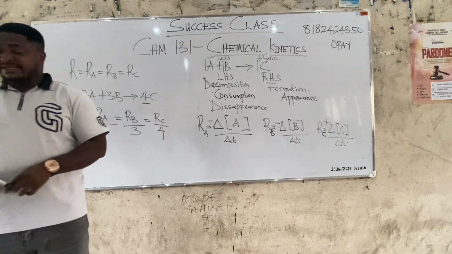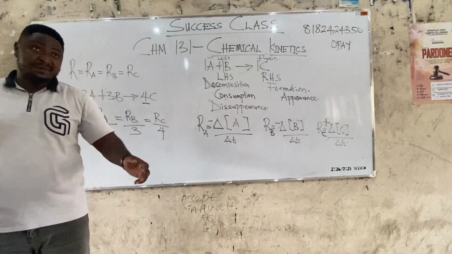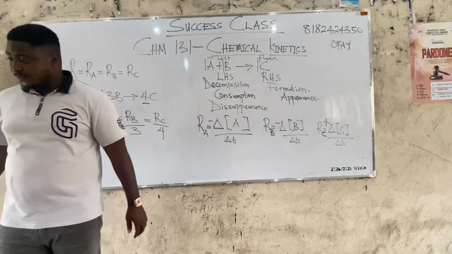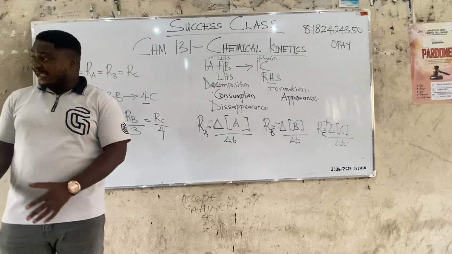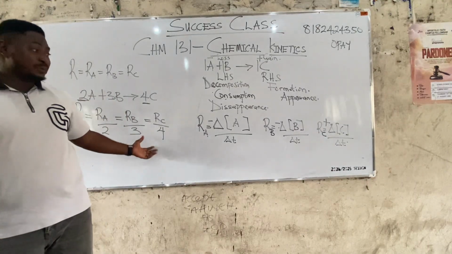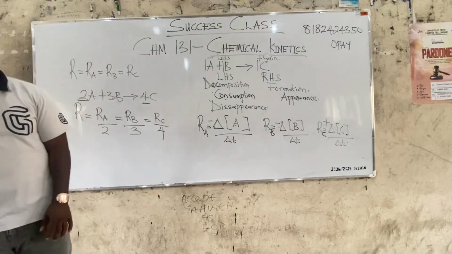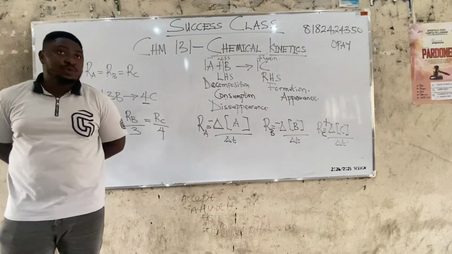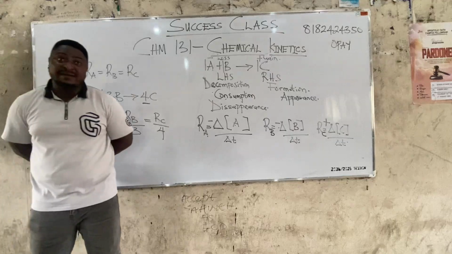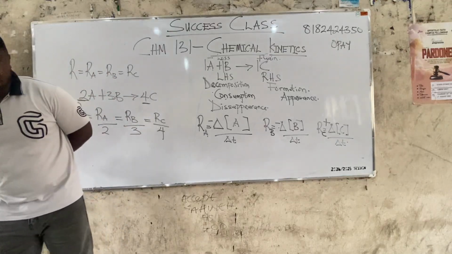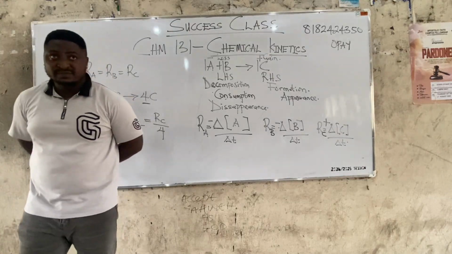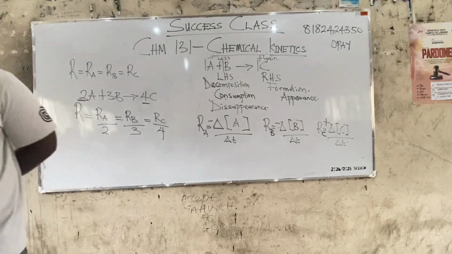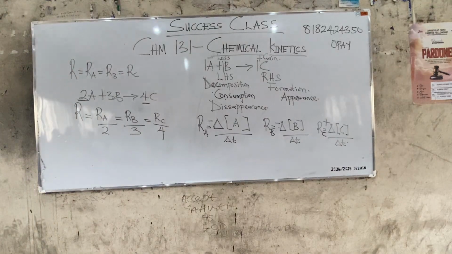Write down: factors affecting rate of chemical reaction. Once we finish factors, we'll start taking questions and calculations, examples on how to use these formulas. Factors affecting rate of chemical reaction. Number 1: temperature. Factors affecting rate of chemical reaction. Number 1 is what? Temperature.